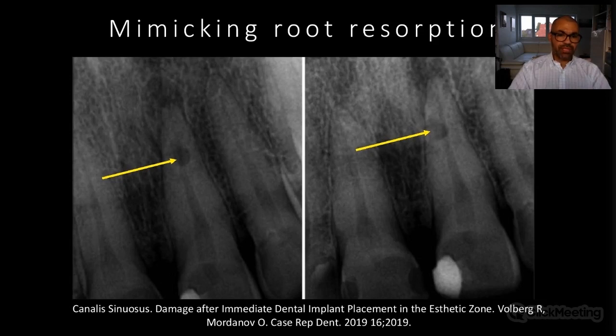It might occur that sometimes this canalis sinuosus can imitate a root resorption. As you can see, for instance, in these two slides, it looks like a root resorption, like an internal resorption of this central incisor root, but in fact, it is the canalis sinuosus that is just overlaying the structure, because it's only 2D imaging that we can take. So you need to know that this structure is prevalent.